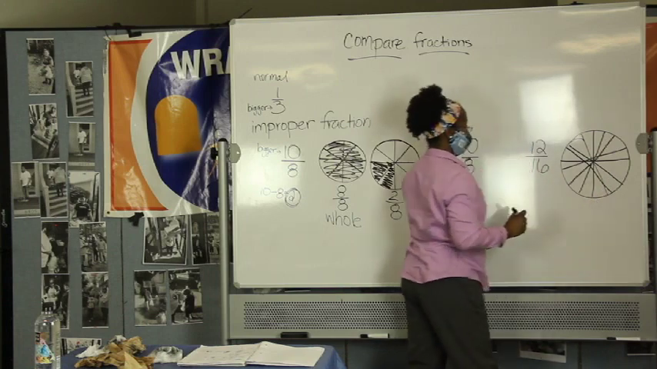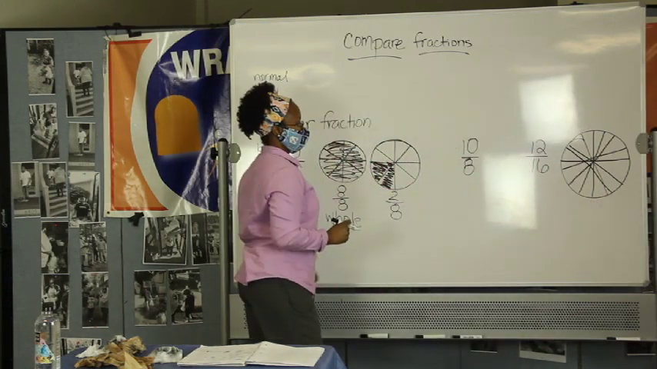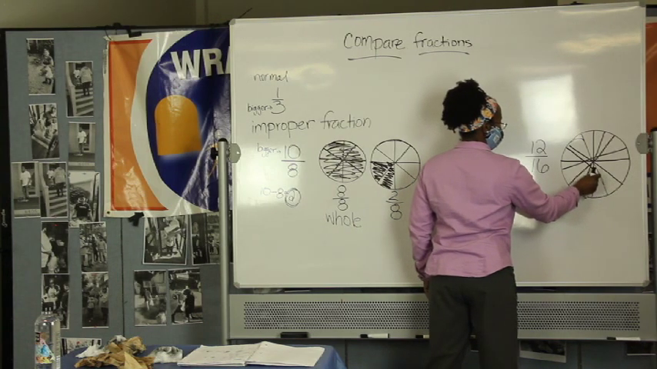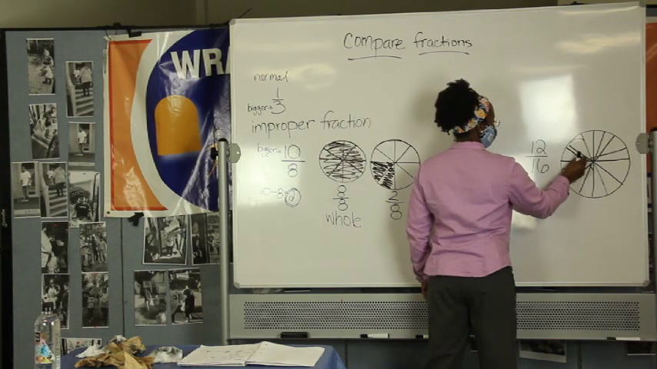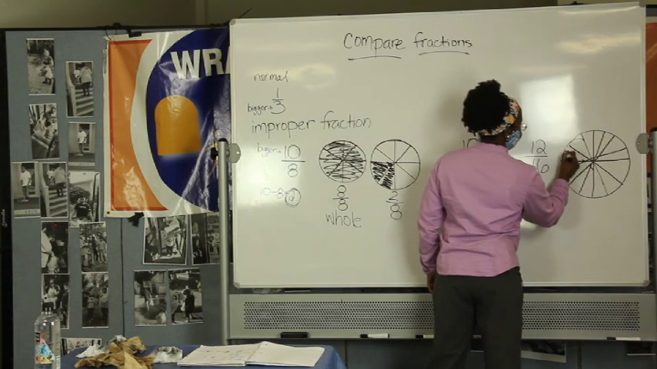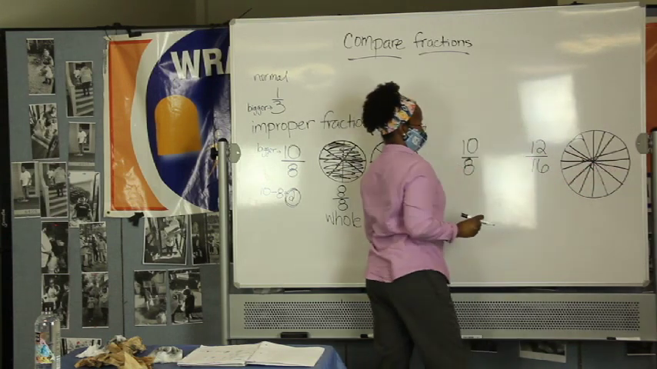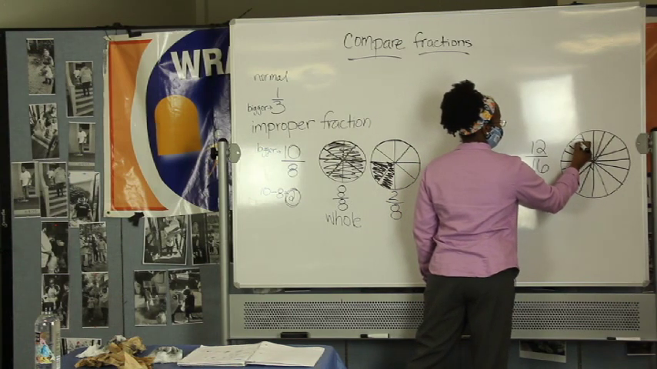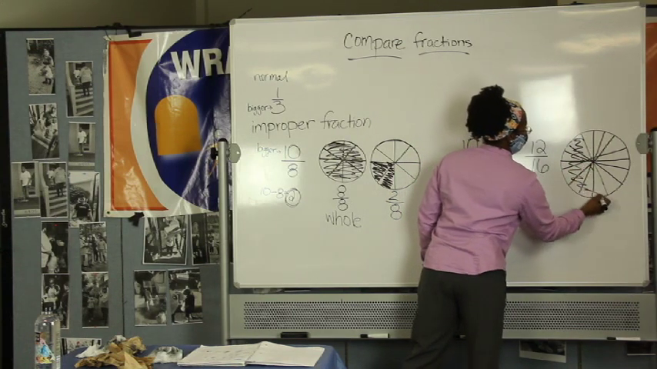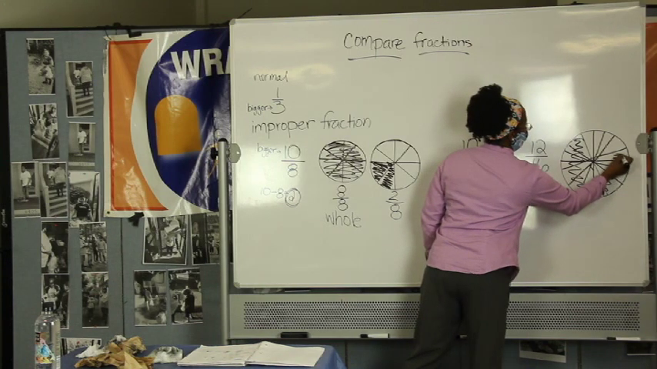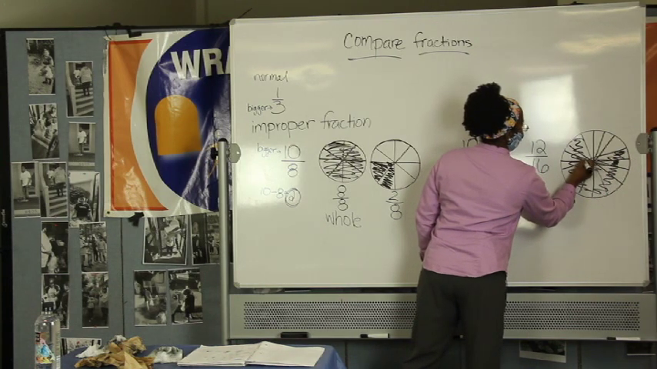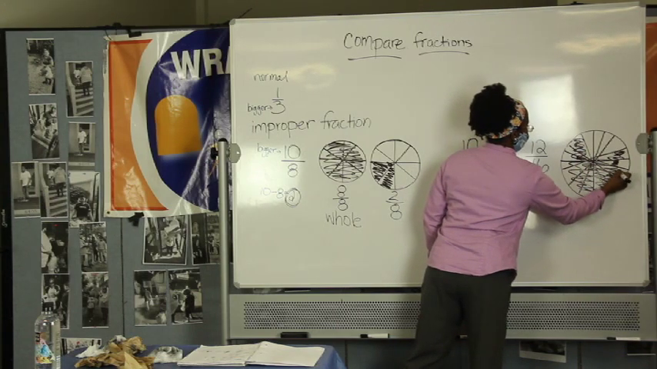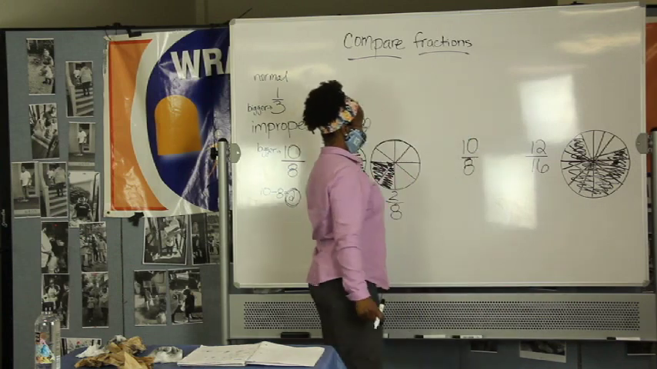I kind of messed that up a little bit. Let's say that's 16 pieces. So this is the one that I messed up right here. It should have gone over here. So if we were to shade 12 of these pieces, it would look like this.